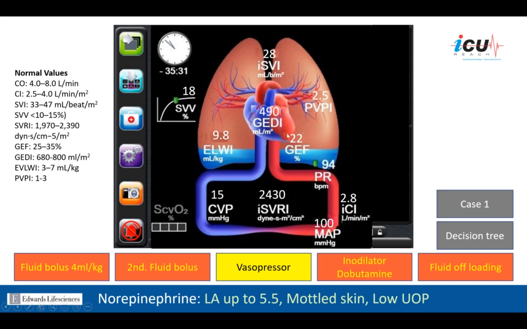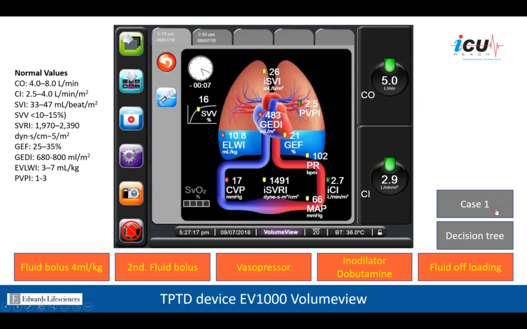With vasopressors, you probably slightly improved the ejection fraction and you improved the extravascular lung water. However, look at the lactic acid. It went up to 5.5. The skin is mottled and the patient has low urine output. So that was a wrong decision for your patient. So let's go back to case 1.